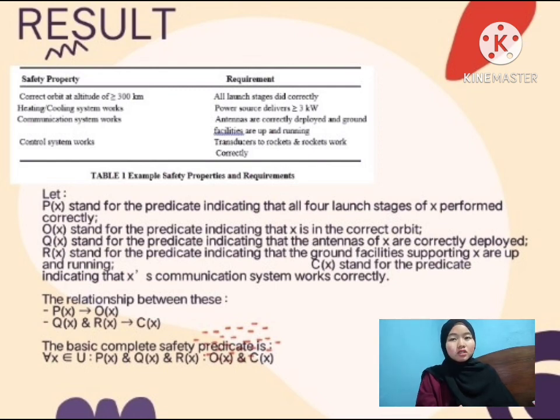So this is an example of safety properties and their requirements. The members of the set U are P, O, Q, R, and C. The relationships between these are, first, P implies O, and second, Q and R implies C. As you can see at the bottom of the slide is the basic complete safety predicate.